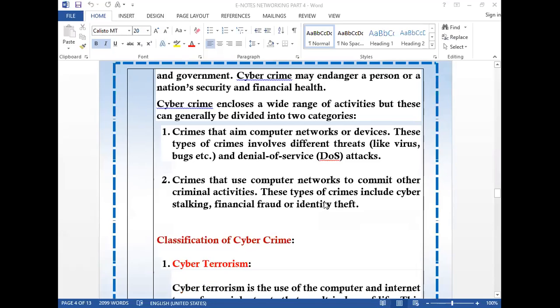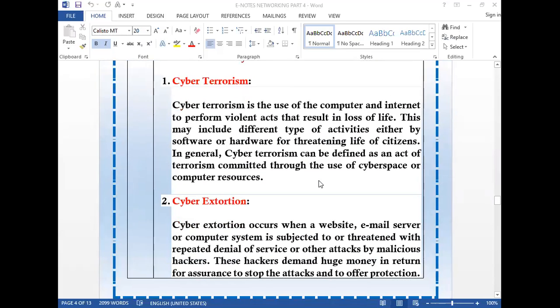So on the ground of these, we classify cybercrime in two parts: cyber terrorism and cyber extortion. What is cyber terrorism? Beta, cyber terrorism means terrorism that is committed by the use of internet and computer. Maybe a threat of loss of life of someone, maybe to harm any person, to threaten the citizen, right? Sending him threatening messages, to harm his reputation, right?